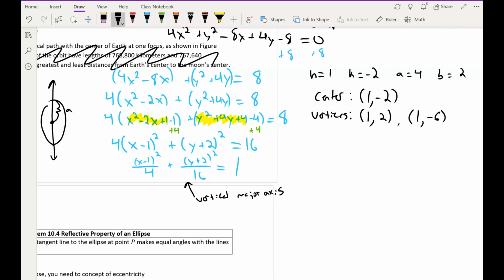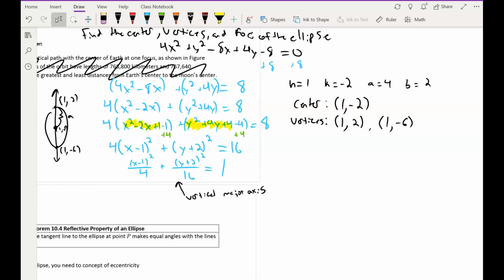So here are our vertices, very poorly drawn over here: (1, 2), (1, −6), and then this, of course, would be (1, −2). So here's our poorly sketched ellipse so far. Now we want to find our foci. That's where our c comes into play.